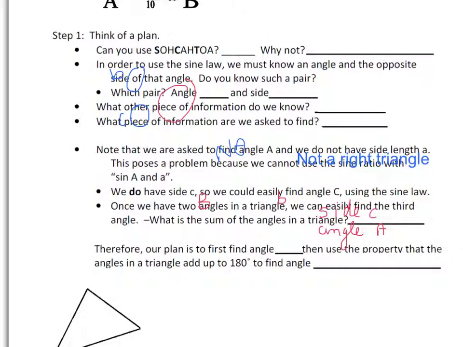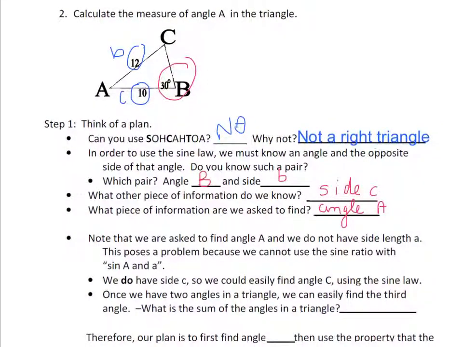So let's go back up to our triangle here. We have this angle in this side and this side that corresponds to angle C. So we could easily find angle C, but we're asked to find angle A. That's okay though, because we know that once we know angle C up here, all angles in a triangle have to add up to 180.